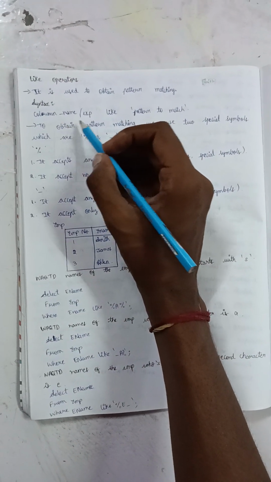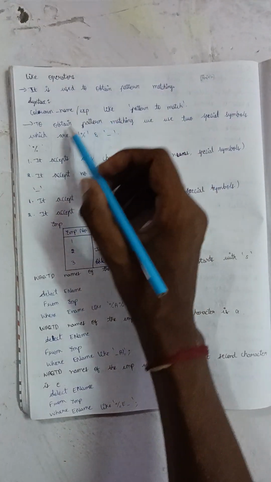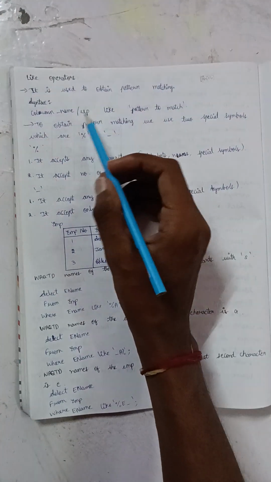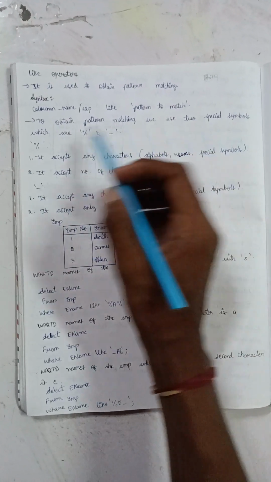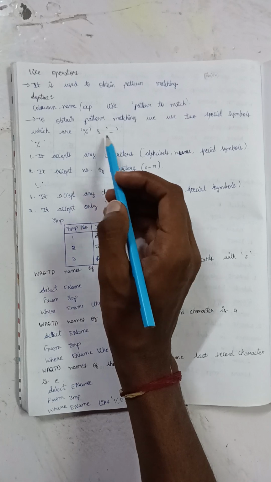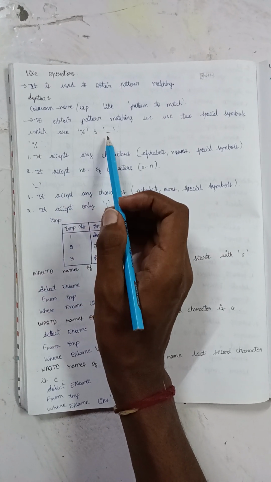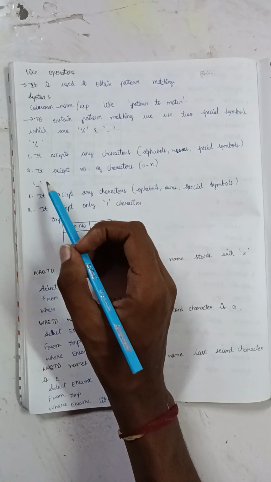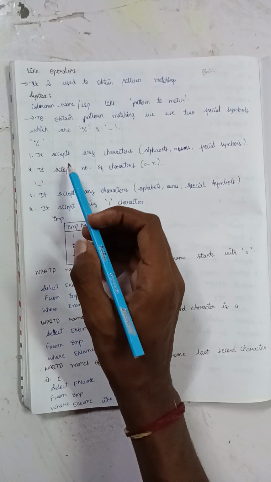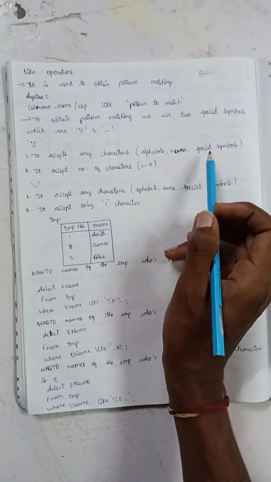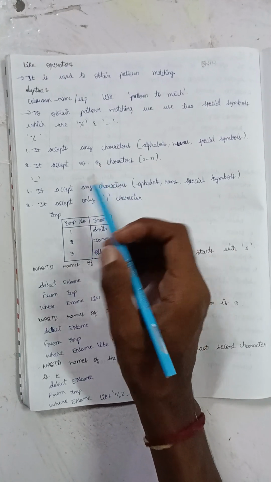Syntax: column name or expression LIKE a pattern to match. LIKE is a keyword. To obtain pattern matching, we use two special symbols, which are percent and underscore. Characteristics of percent: it accepts any characters, alphabets, numbers, special symbols. It accepts a number of characters from 0 to n.